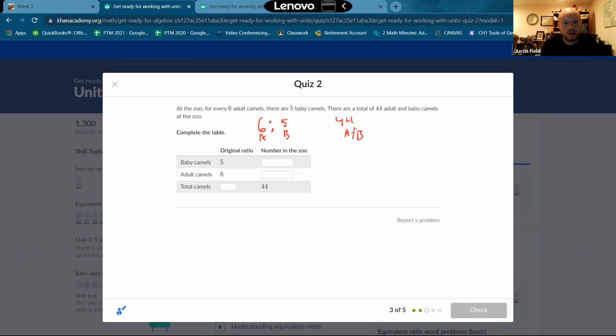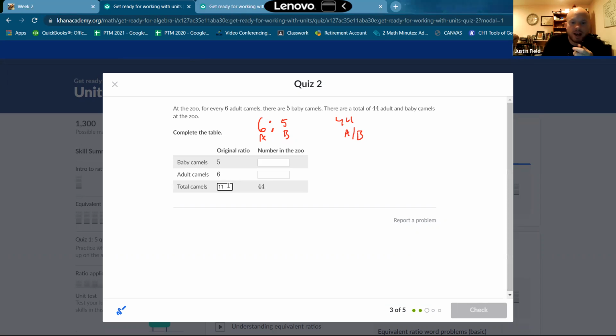Okay. So now we got to complete the table. You remember the ratio table. So the total camels in the ratio is 11 if we add 5 plus 6. And so we can use that to get our missing numbers here at the zoo.